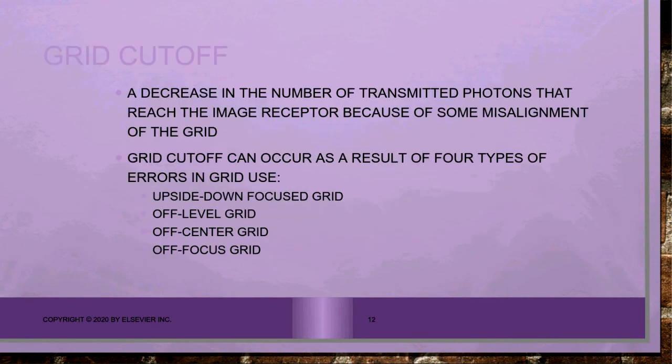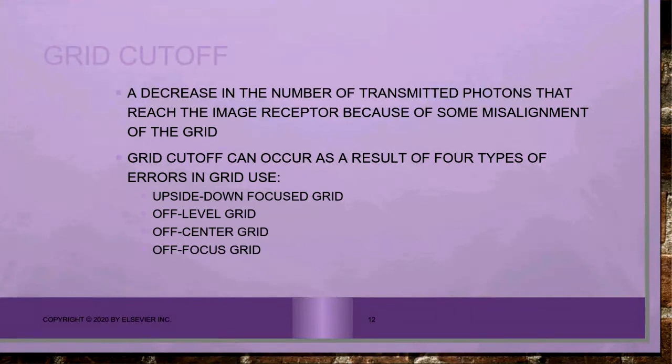All right, grid cutoff. What is that? That is not a good thing. When you get cut off in traffic, it's not a good thing. When you exhibit grid cutoff, it is also not a good thing. So grid cutoff is where there is a decrease in the number of transmitted photons that actually reach your IR because of some misalignment of the grid. Typically, a technologist has caused this error.